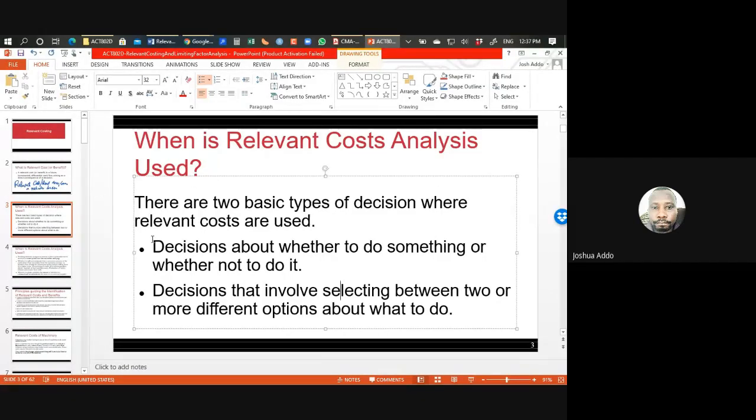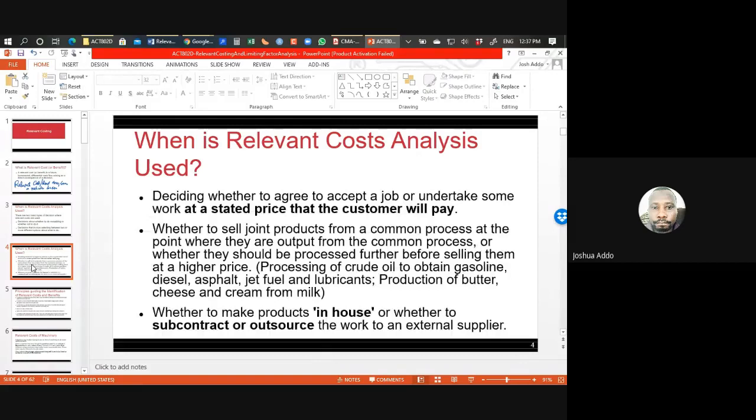So these are the areas of decisions where we normally need the tools of relevant costing. Other variants of the same two types. Some derivatives of the two types can be these things. Deciding whether to accept a job or undertake some work at a stated price that the customer will pay. Let me explain that further.